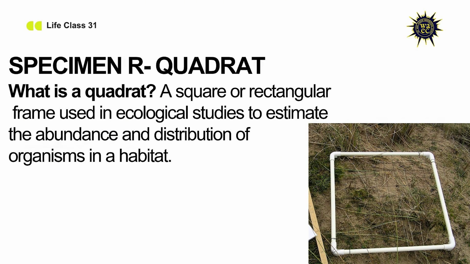Finally, to the last specimen, specimen R. It is the quadrat. So what is a quadrat? You need to know what the quadrat is. A quadrat is a square or a rectangular frame that is used in ecological studies to estimate the abundance and distribution of organisms in a habitat. So that is what a quadrat is.